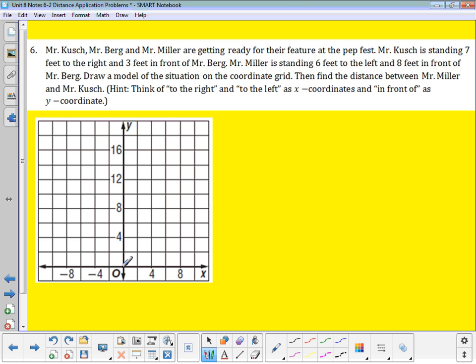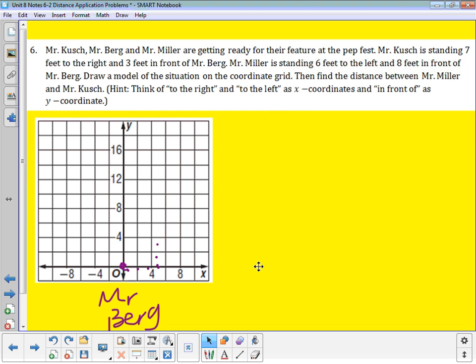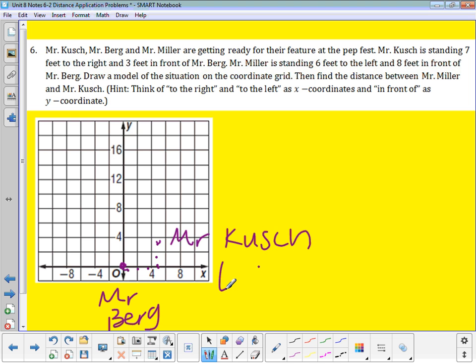Okay, so I'm going to put Mr. Berg right here. Mr. Berg is going to be at the point 0, 0. So let's see where Mr. Cush is. Mr. Cush is standing 7 feet to the right, so I'm going to go over 7 feet, which is going to be about right there. And then he's standing 3 feet in front of, so I'm going to go up 3. So you're going to think of to the right as positive and to the left as negative on the X, and in front of as positive on the Y. So this point is going to be Mr. Cush, and he's at the point 7, 3.